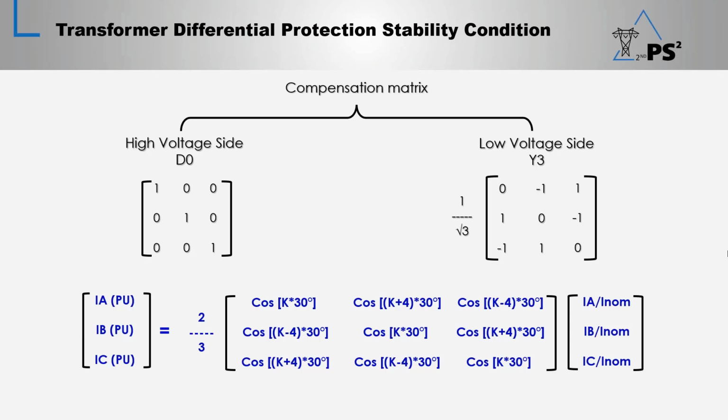So we will get the matrix 0, which is equal to 1, 0, 0, 0, 1, 0, 0, 0, 1. And again, when we substitute k by 3, we would get the compensation matrix, which is 1 over root 3 multiplied by 0, minus 1, 1, 1, 0, minus 1, minus 1, 1, 0.